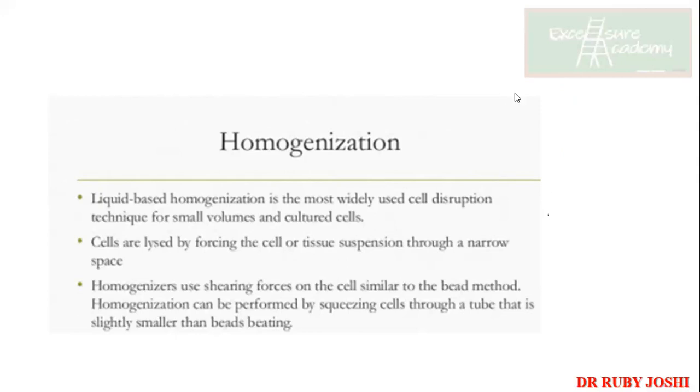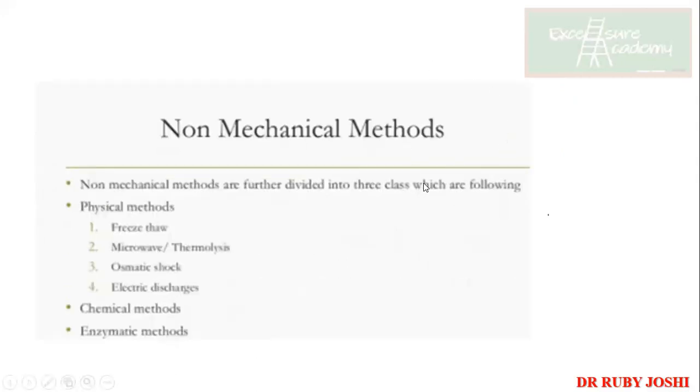Okay. Now coming to the non-mechanical methods. Those are freeze thaw, thermolysis, osmotic shock, electric discharges, and then we have the chemical and enzymatic methods. Out of these, freeze thaw is something you can do. Freeze thaw, what does it mean? You directly put the sample at a very low temperature and bring it to room temperature.